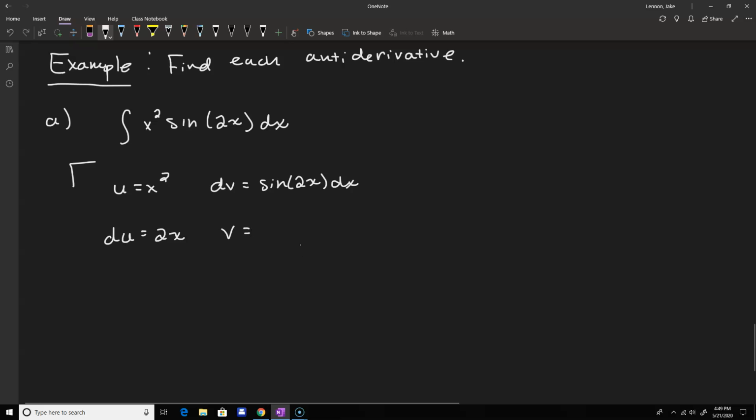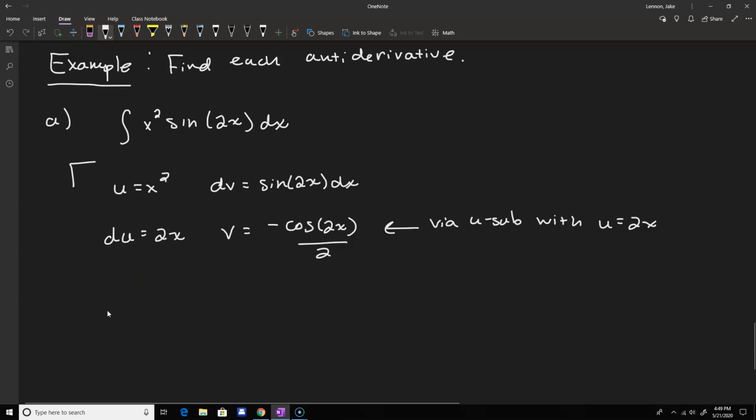v, well, the antiderivative of sine is negative cosine. This is actually going to be a u substitution with u equal to 2x, so this is going to be minus cosine of 2x over 2. Again, this is via u sub with u equal to 2x.